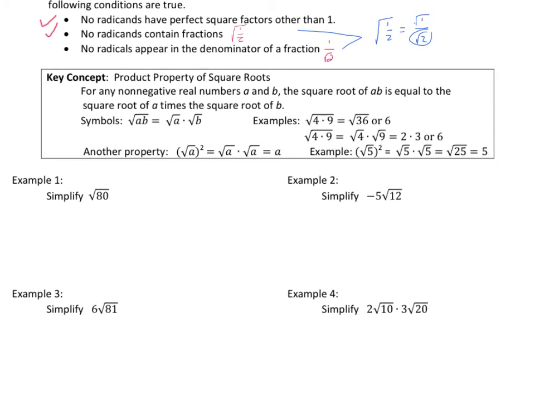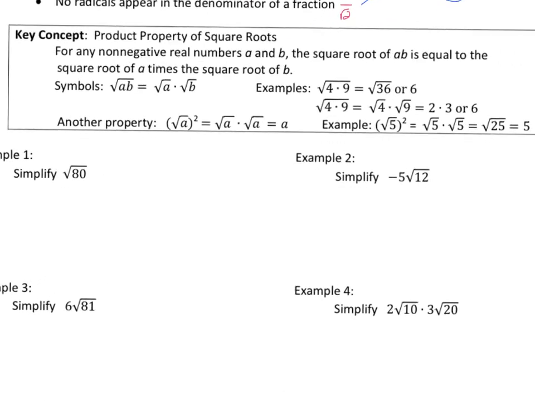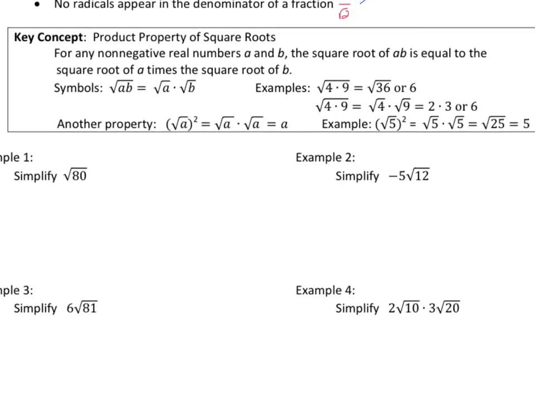Alright, so the product property of square roots. For any non-negative real numbers a and b, the square root of a times b is equal to the square root of a times the square root of b. Really complicated way of just showing this. If you have the root of two numbers inside, you can write them as separate roots.